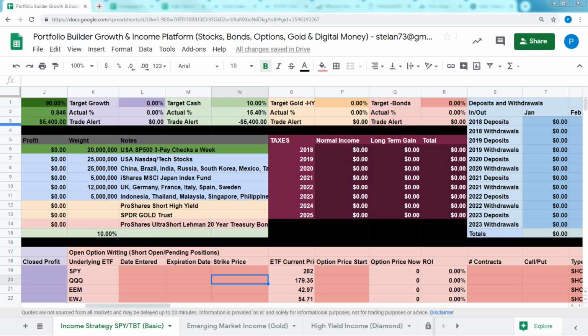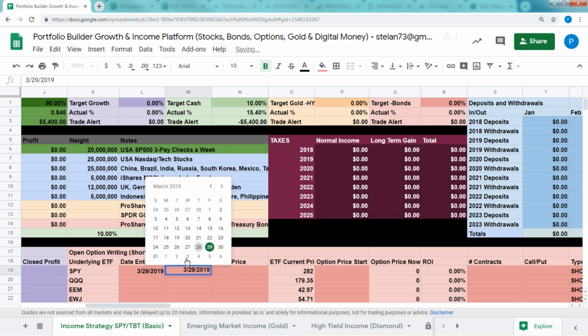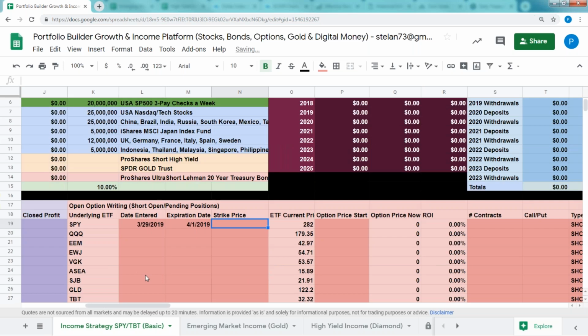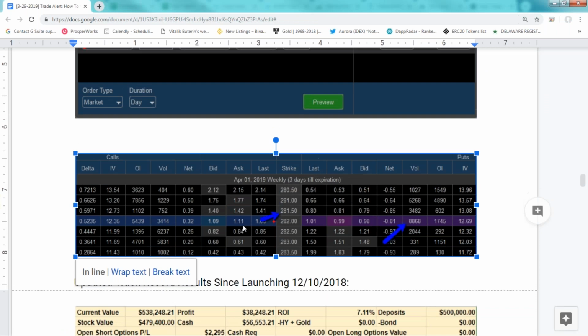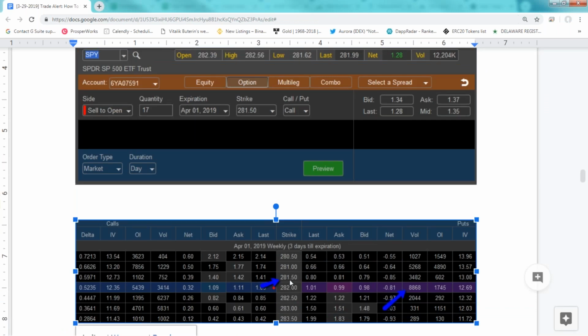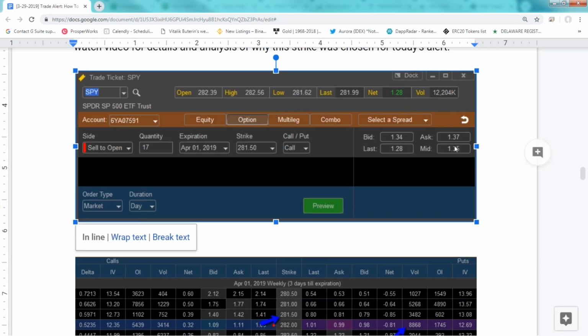All right, so let me pull up today's trade alert and we can look at how to put this on. I'm going to pull up a copy of today's trade. And so you can see we wrote the 281.50 for a $1.41 credit. Or actually, when I actually placed this, it was $1.35. So let's just use that.